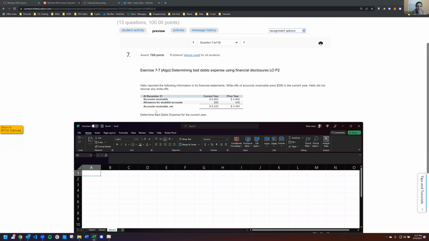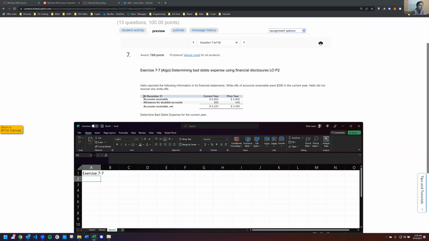So 7 is going to be exercise 7. Okay. Here we go. Helix reported the following information in his financial statements. Write-offs of accounts receivable were $290 in the current year. Helix did not recover any write-offs. Okay. Determine bad debt expense for the current year.